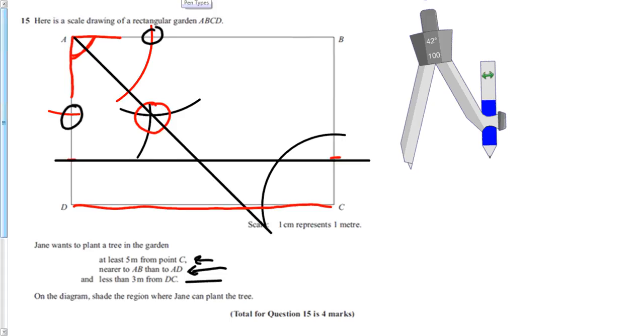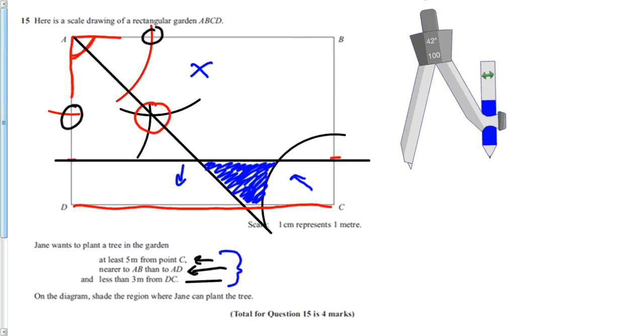So it's got to be at least 5 meters from point C. So it's got to be beyond this arc here. It's also got to be nearer to AB than AD. So it's got to be on this side of the line. It's also got to be less than 3 meters from DC. So it's got to be this side of this line. So the area that represents that is going to be this area here. Now everything in this area obeys all 3 of these points here.